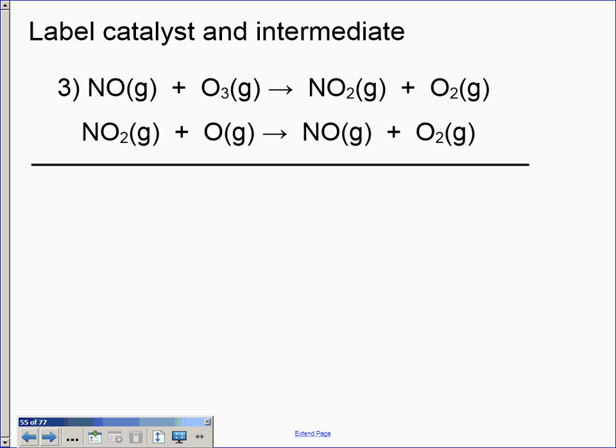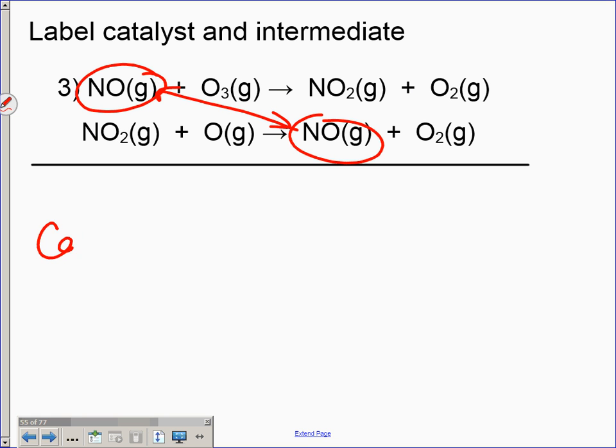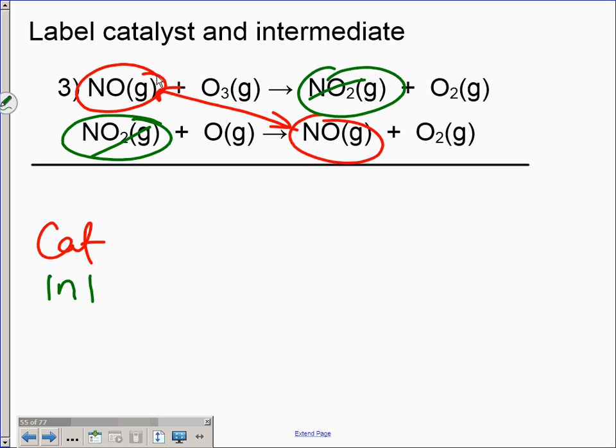So no, this is an intermediate example. What is the intermediate here? And what's the catalyst here? Nitrogen dioxide is the intermediate, and nitrogen monoxide is the catalyst. So this is the catalyst because it's present in the beginning and then present at the end. It does not change over the course of the reaction. So the catalyst is in red here, and then the intermediate is produced and then immediately consumed, right? So the intermediate is in green.